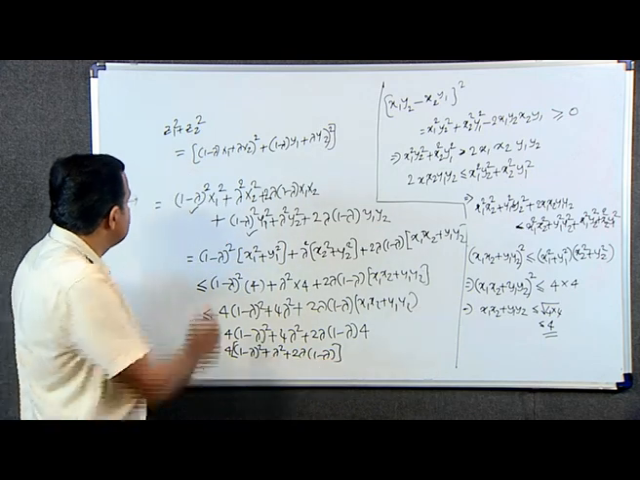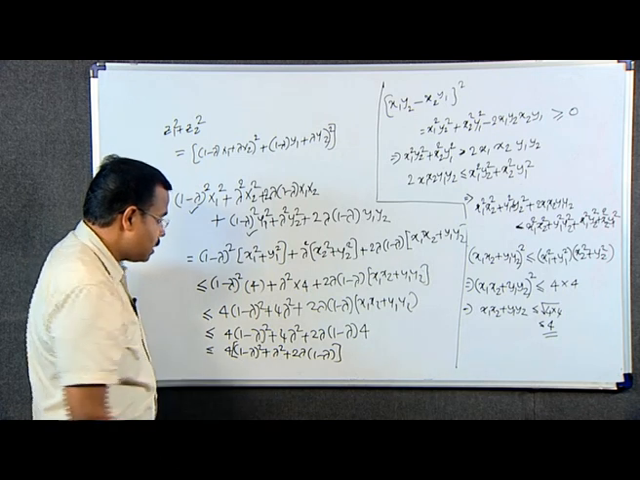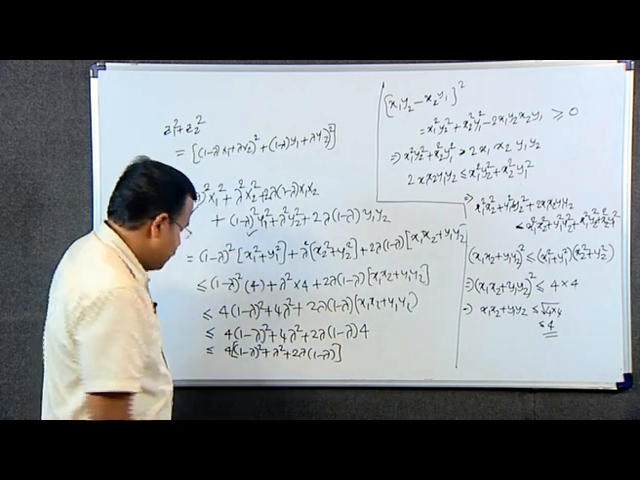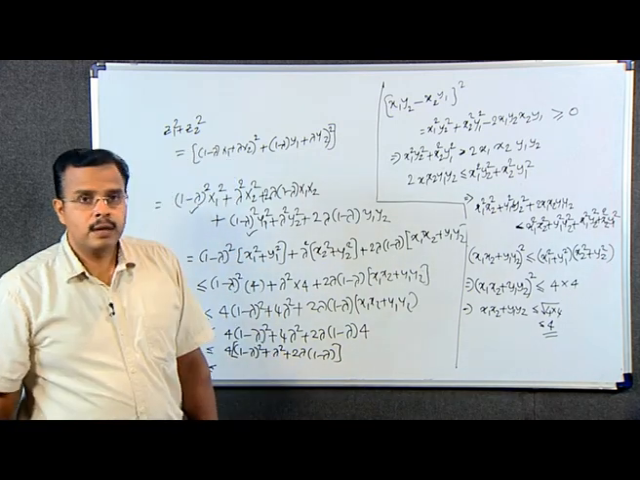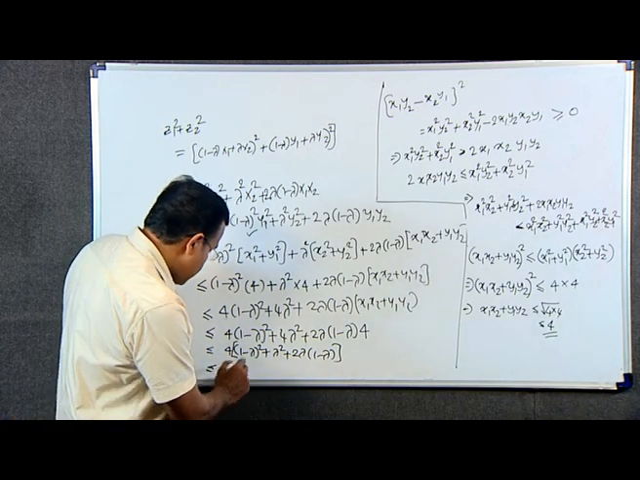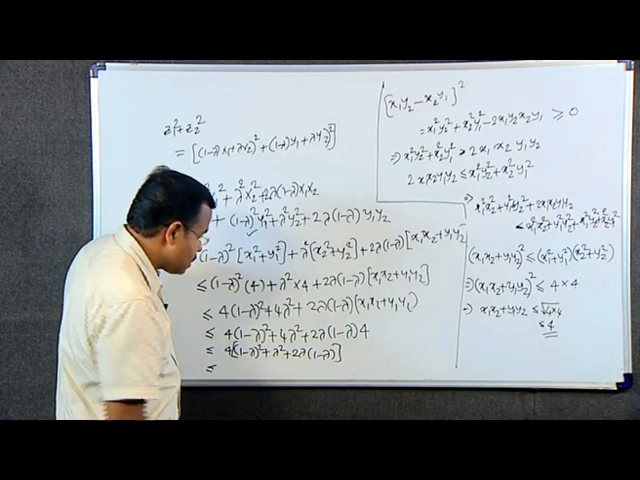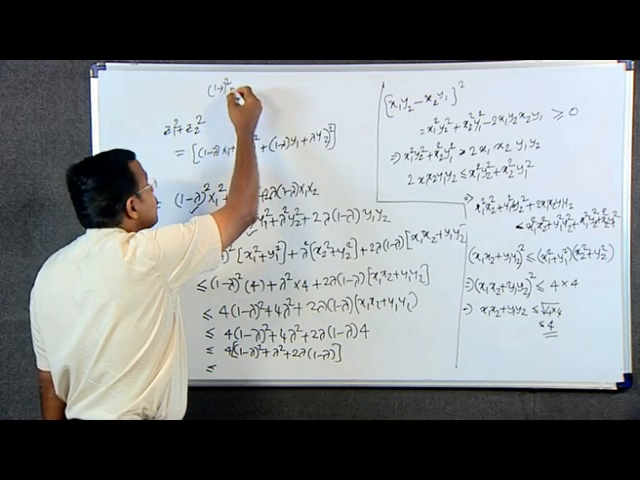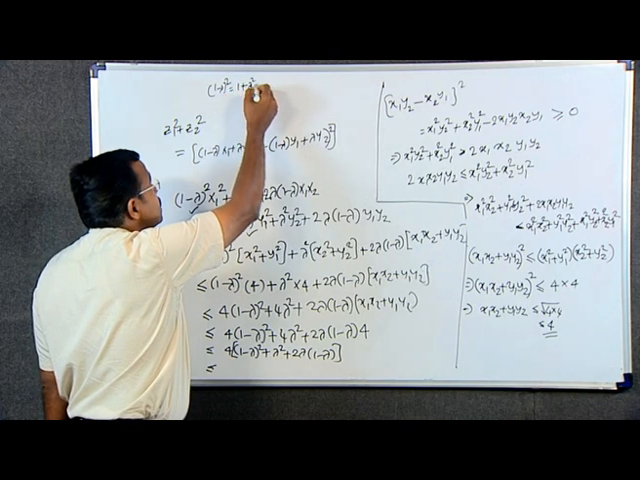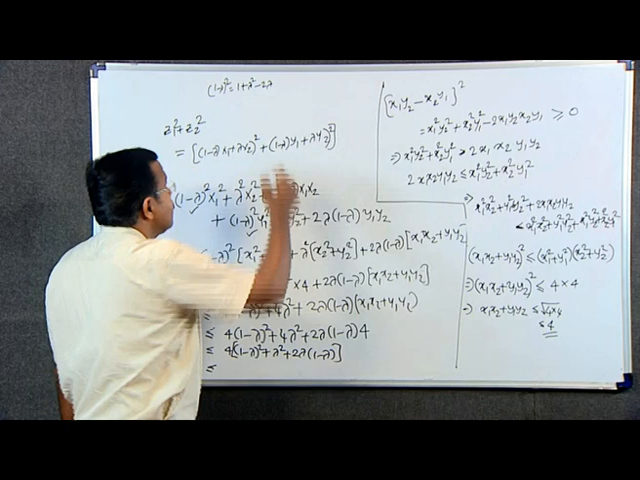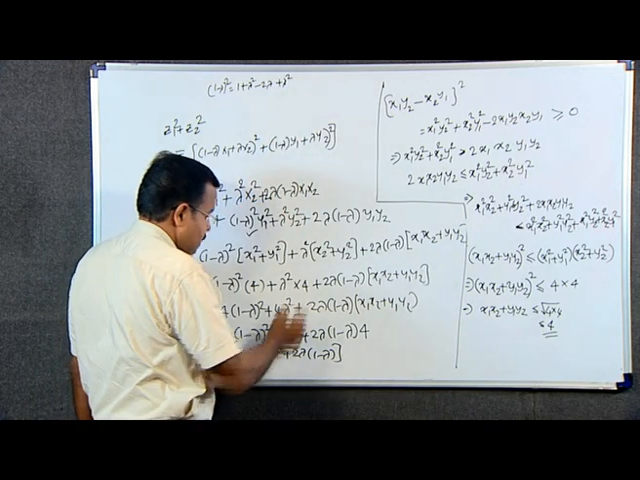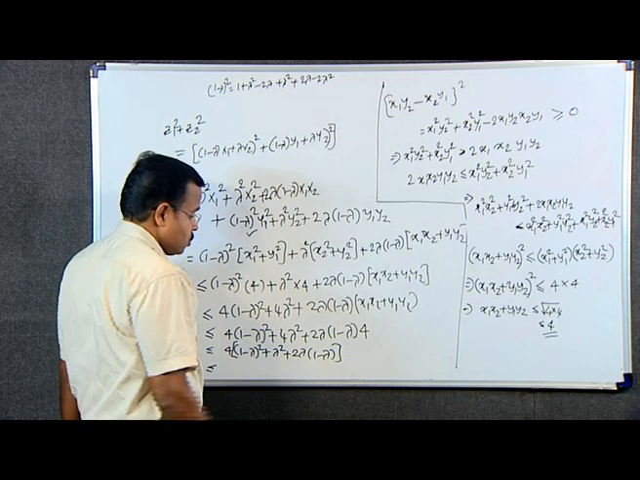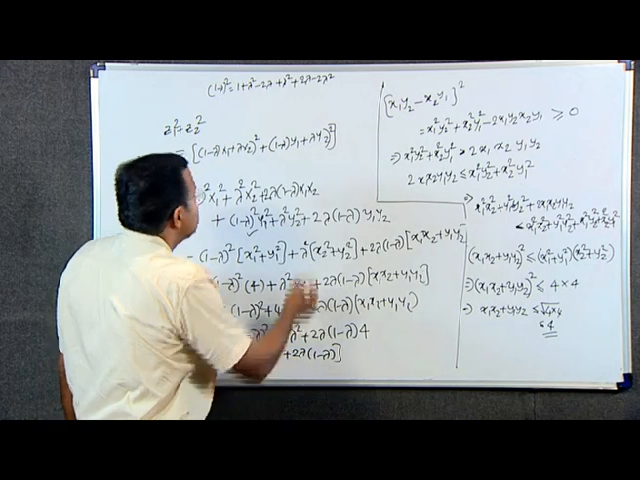So, we got z1 square plus z2 square less than or equal to 4 into [(1 minus lambda) whole square plus lambda square plus 2 lambda into (1 minus lambda)]. What is happening here? (1 minus lambda) the whole square is equal to 1 plus lambda square minus 2 lambda, then plus lambda square, then plus 2 lambda minus 2 lambda square.